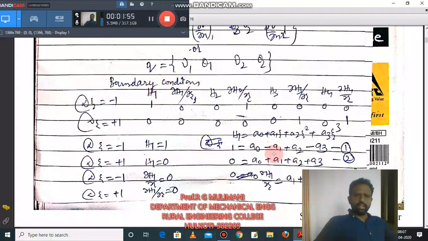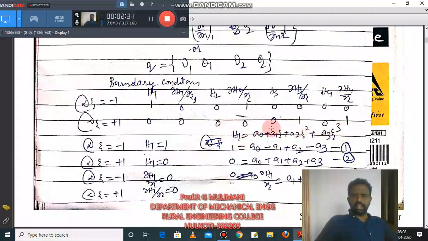Now to find h1, let us consider the boundary conditions of node 1 due to vertical displacement. What are the boundary conditions for node 1 due to vertical displacement? At zeta equal to -1, h1 is 1. At zeta equal to -1, dou h1 by dou zeta is 0. At zeta equal to 1, h1 is equal to 0. At zeta equal to 1, dou h1 by dou zeta is equal to 0. These are the 4 conditions taken here to derive the first Hermite shape function.